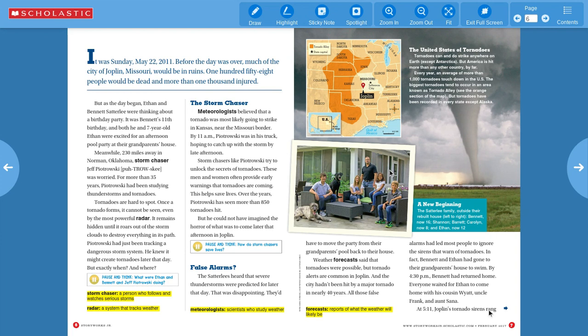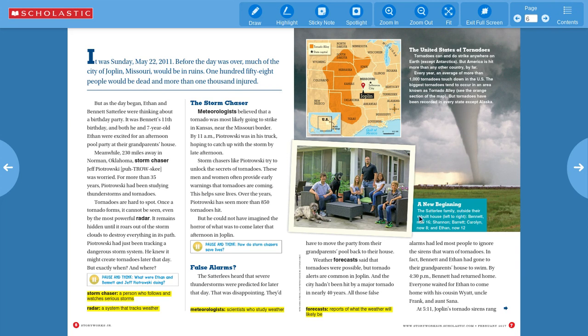Just wanted to point out some of these text features. So here's a map right here, and then the caption says, "The United States of Tornadoes. Tornadoes can and do strike anywhere on Earth except Antarctica, but America is hit more than any other country by far. Every year, an average of more than 1,000 tornadoes touch down in the U.S. The biggest tornadoes tend to occur in an area known as Tornado Alley." So that's that orange section right here on the map. But tornadoes have been recorded in every state except Alaska, so even here in Florida.